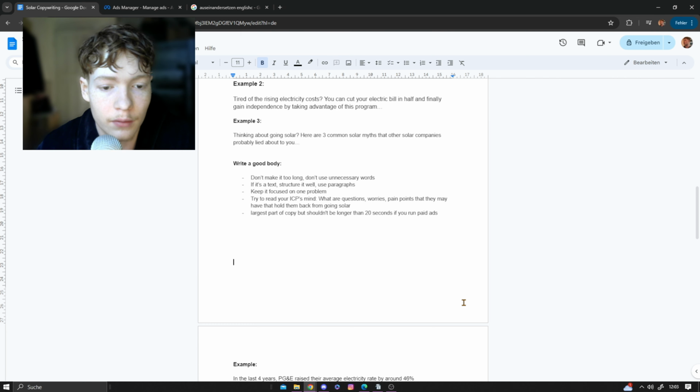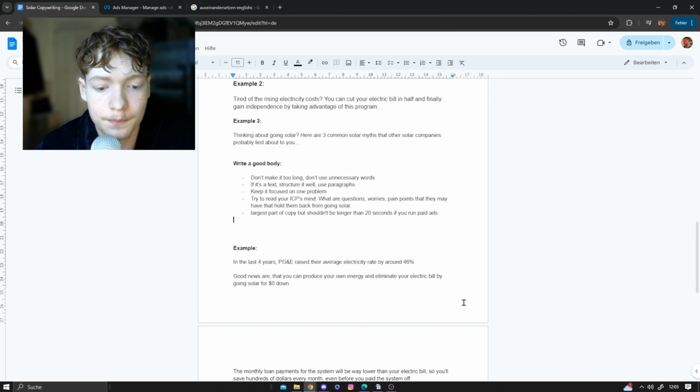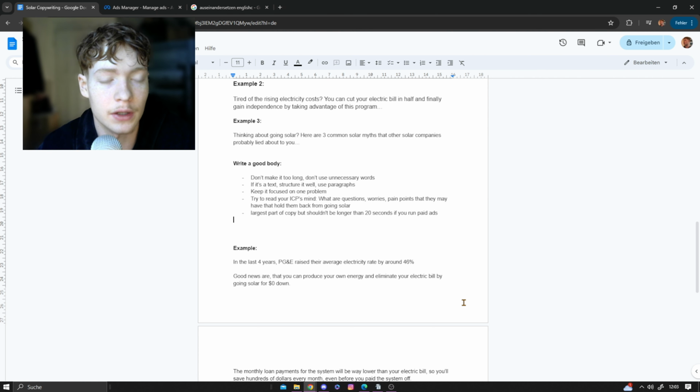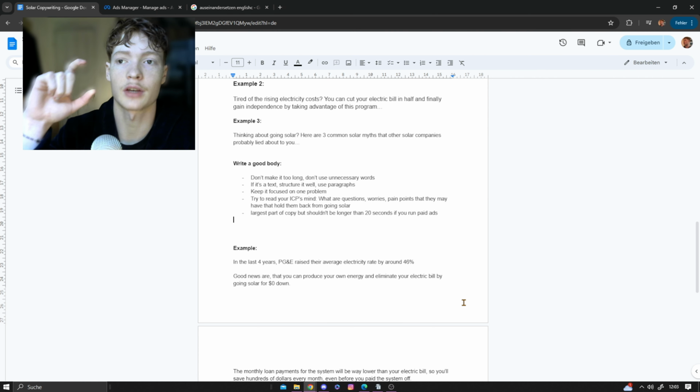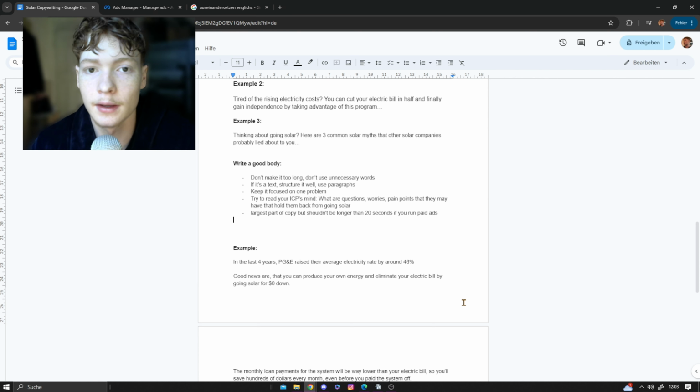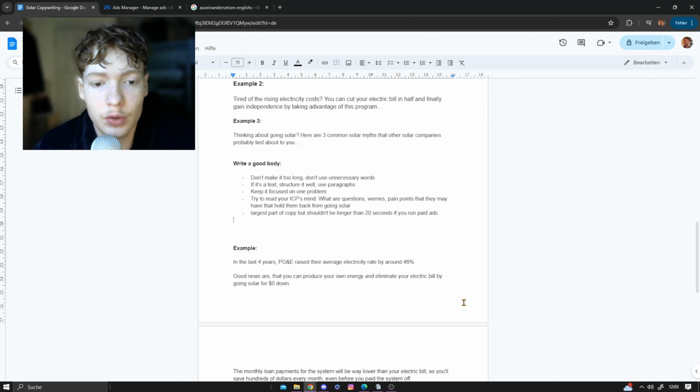You want to make it easier to read, and you can also use emojis, like little check marks, and list the benefits as bullet points. This will make the copy way easier to read, and people are more likely to actually read through it.